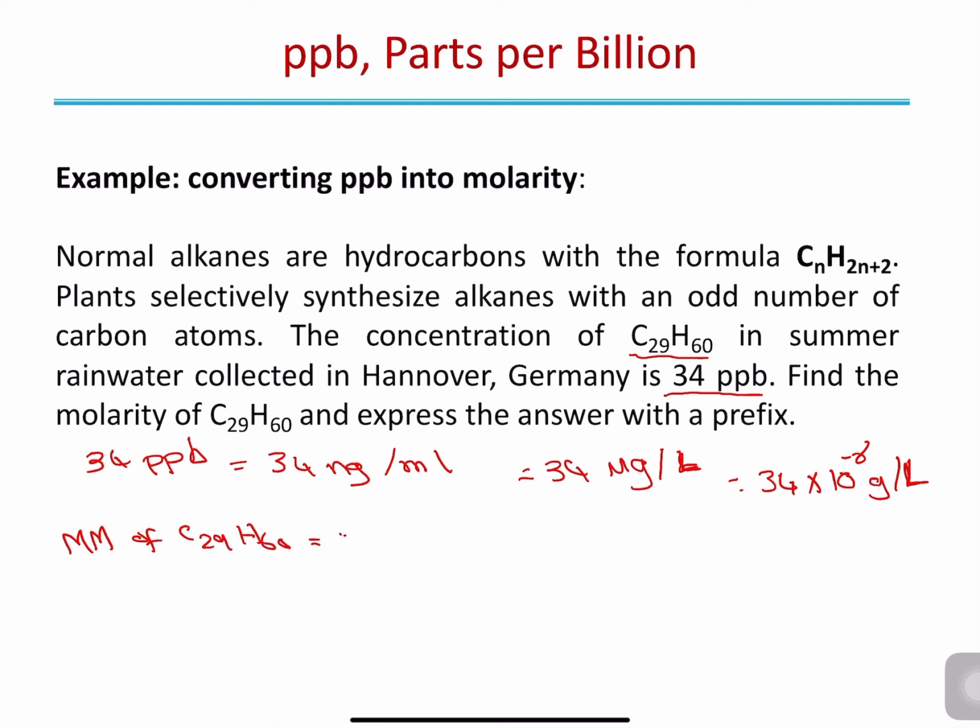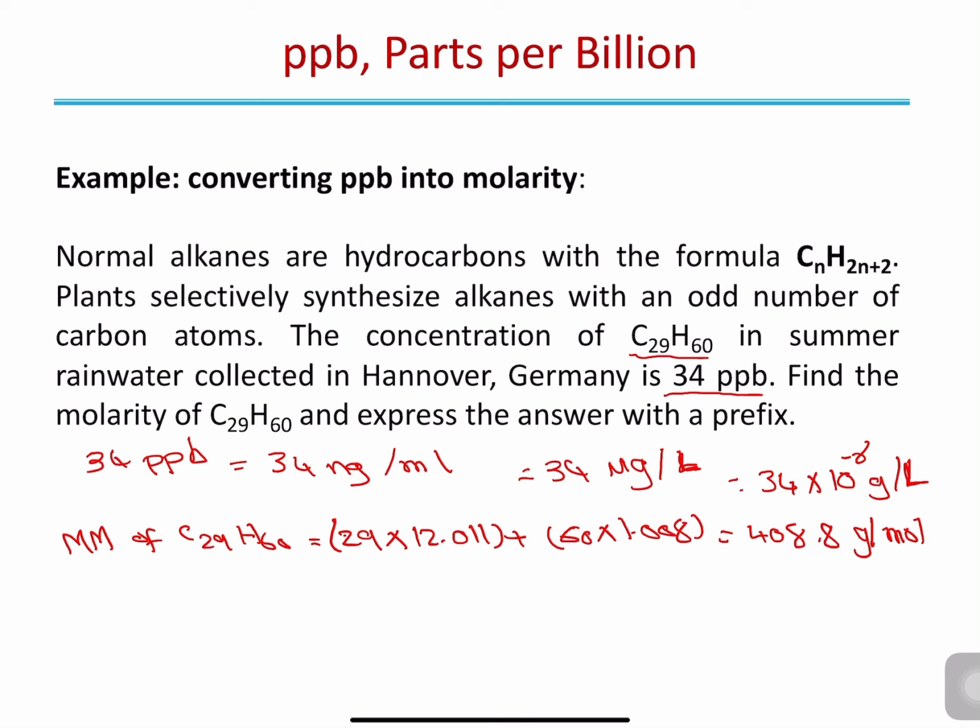Then let's find the molecular mass of the hydrocarbon. So the molecular mass will equal 29 times 12.011, which is the atomic mass of carbon, plus 60 times 1.008, which is the atomic mass of hydrogen. So this will add up to 408.8 gram per mole. Okay, so now we know the molecular mass of the hydrocarbon, and we know the concentration of our hydrocarbon as well.